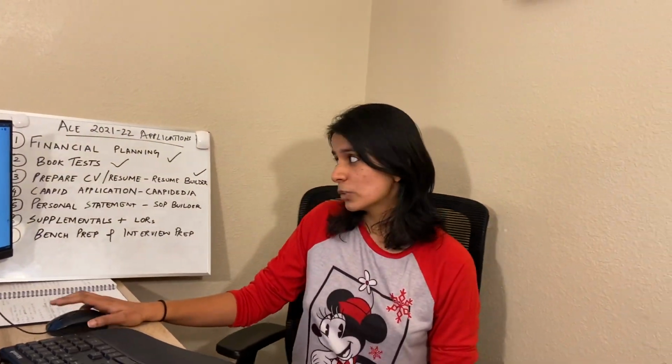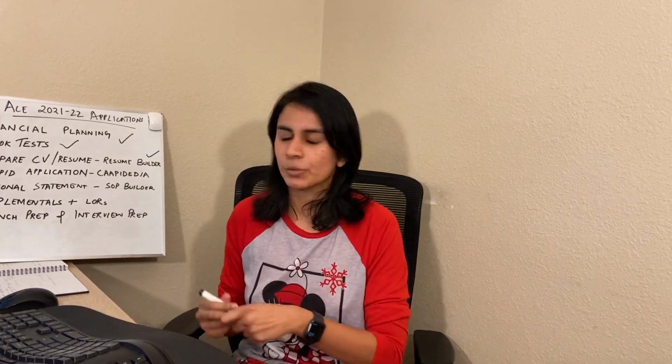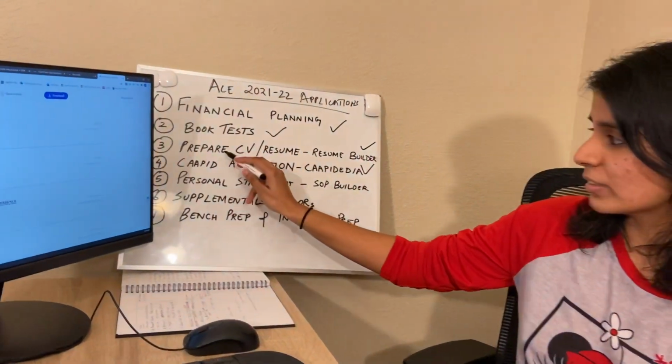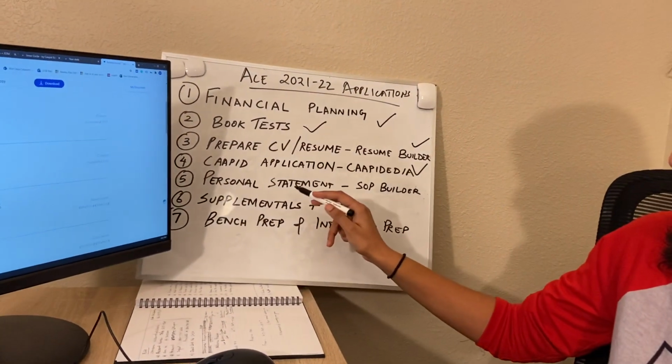So this is a tool that you can use, and now with your CV in hand, start your CAAPID application. So your CAAPID application is right here. You can use your CV to fill in all the information for your CAAPID application.